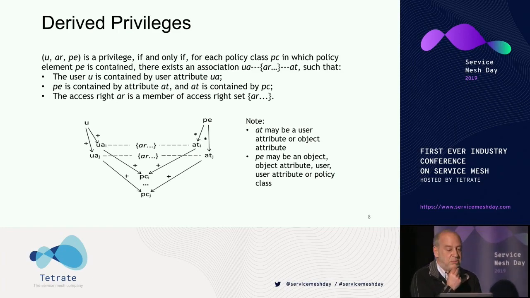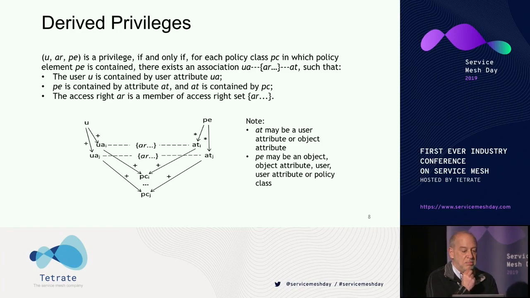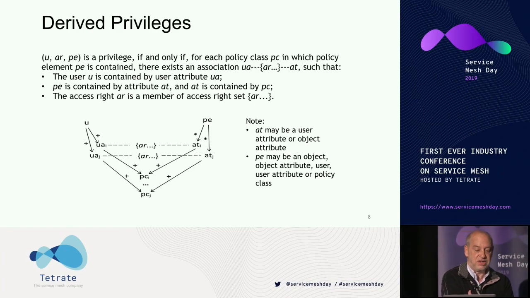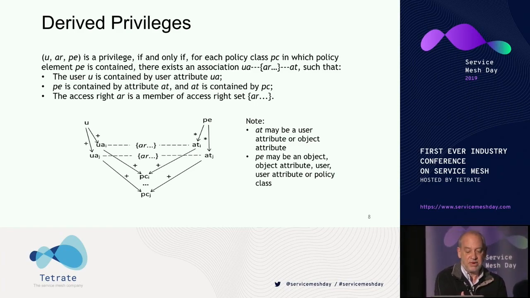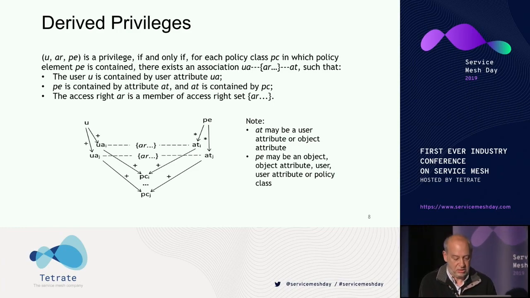So the algorithm for determining a privilege is based on combinations of policy classes. So a policy element may be in one or more policy classes, and for each policy class, there needs to be a privilege in each one of those policy classes for the user. So in order for the user to have that access right on the policy element, that privilege needs to be in each of the policy classes to which the policy element belongs.